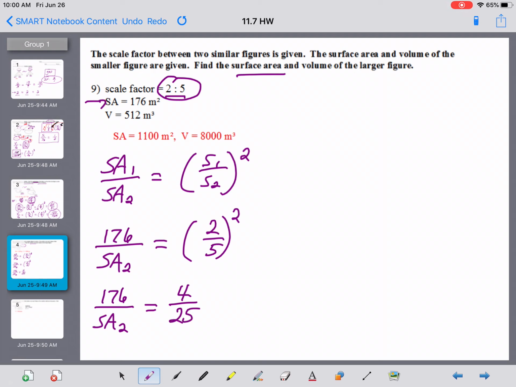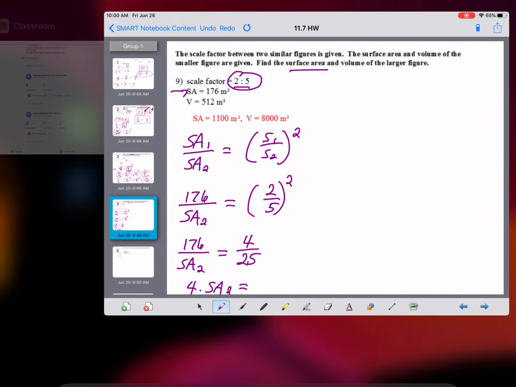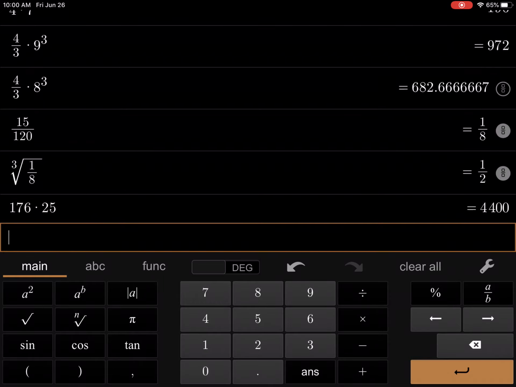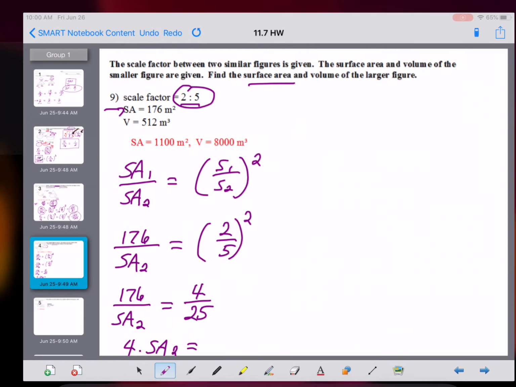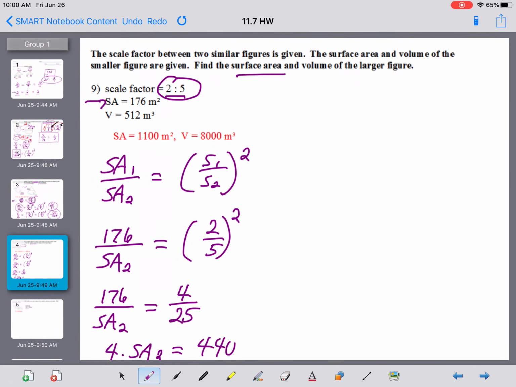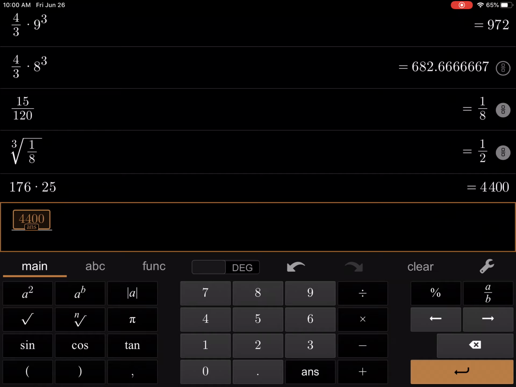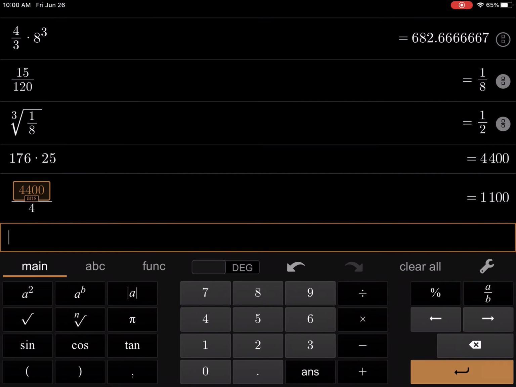Now we're going to cross multiply. 4 times surface area 2 is just 4SA2 equals, here I need some help, 176 times 25. 176 times 25 is going to get us 4,400. All right, so that is 4,400. And the last thing we would do there is just divide both sides by 4 to get surface area of the second figure. Should just be 1,100 if I'm not mistaken. We would take that answer, divide it by 4, and that gets us 1,100.